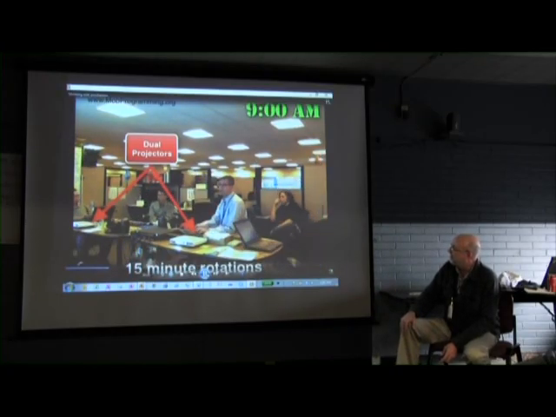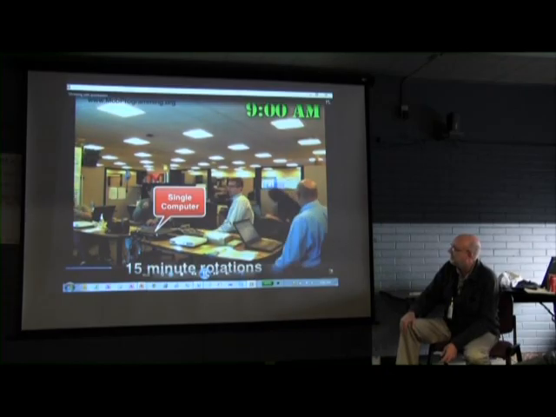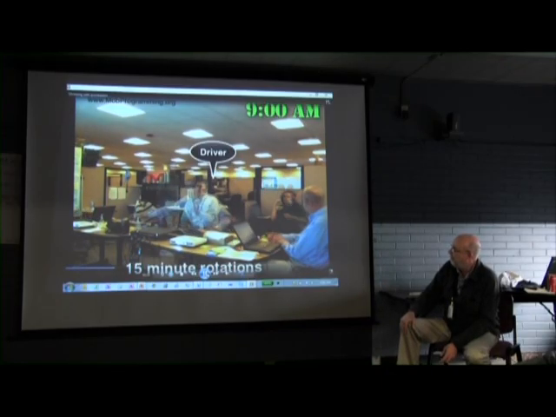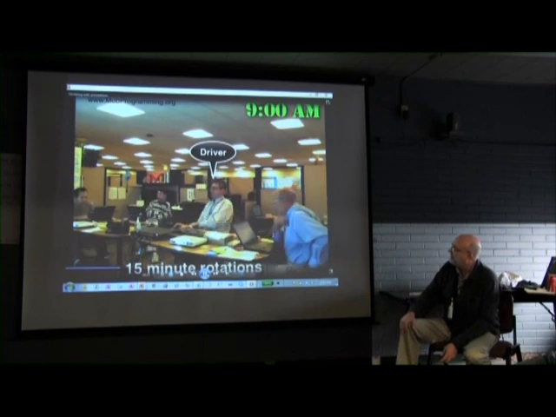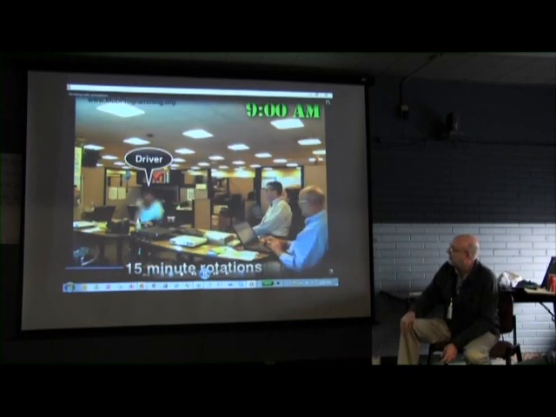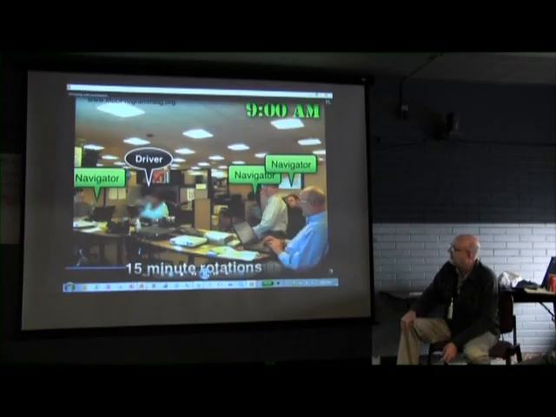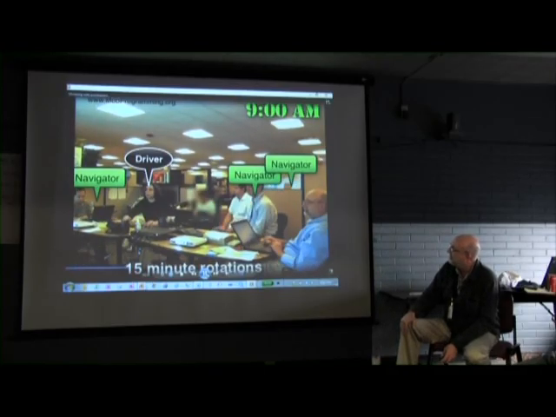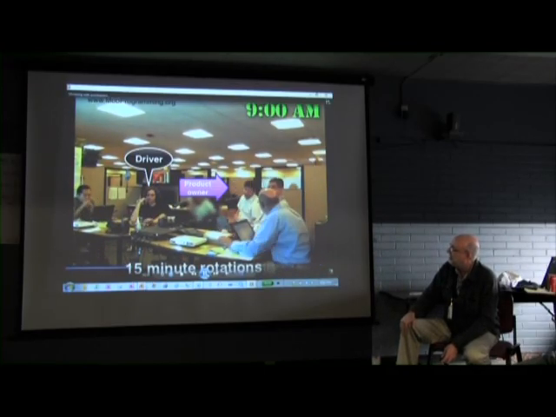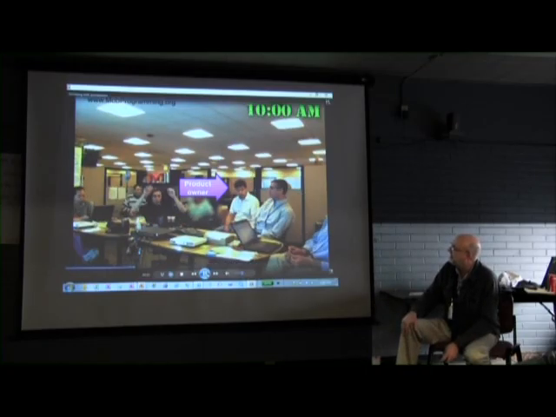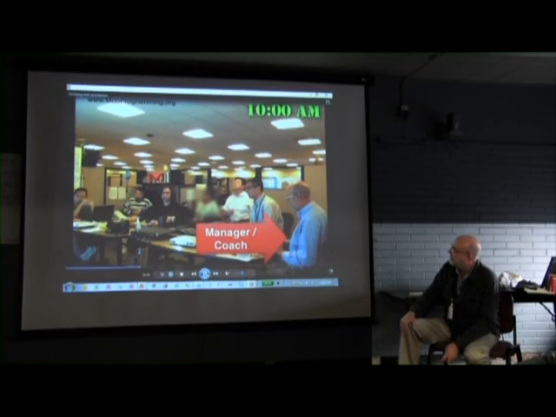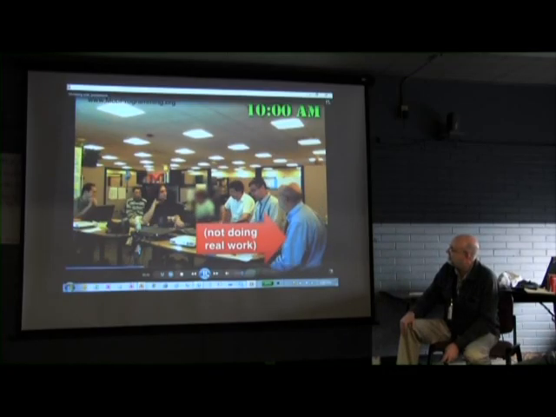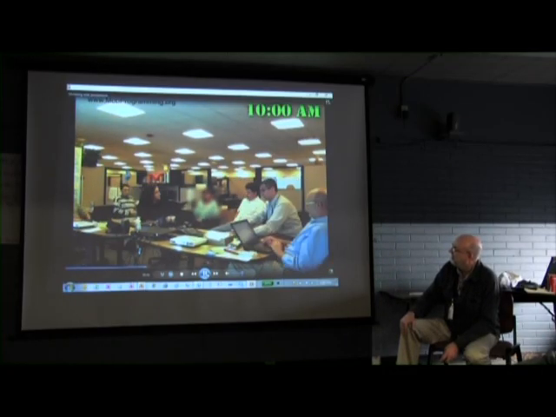Now we're getting to work. You'll notice we have the 2 monitors and the single computer. We've got 2 keyboards, and there's a person that we call the driver. The driver is rotated out every 15 minutes. So you see it just switched to another person. Everyone else is considered a navigator. Our product owners or product people come and sit with us and work with us directly, usually every day. We've got a manager, coach. They never do any real work.